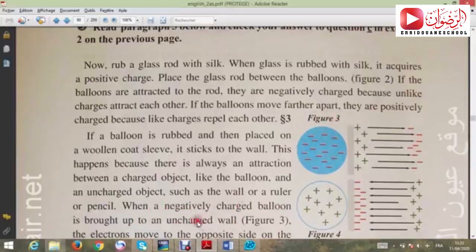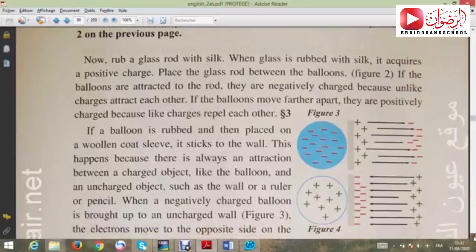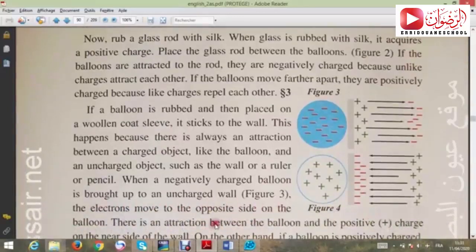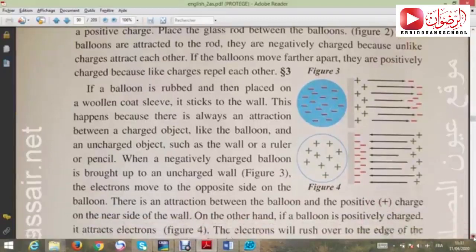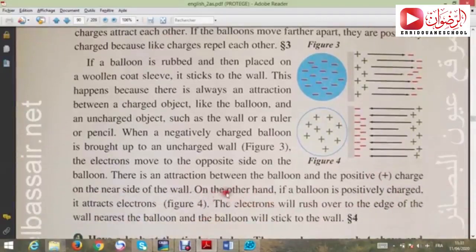When a negatively charged balloon is brought up to an uncharged wall, figure 3, the electrons move to the opposite side. There is an attraction between the balloon and the positive charge on the near side of the wall. On the other hand, if a balloon is positively charged, it attracts electrons, as we saw here. The electrons will rush over to the edge of the wall nearest the balloon, and the balloon will stick to the wall.